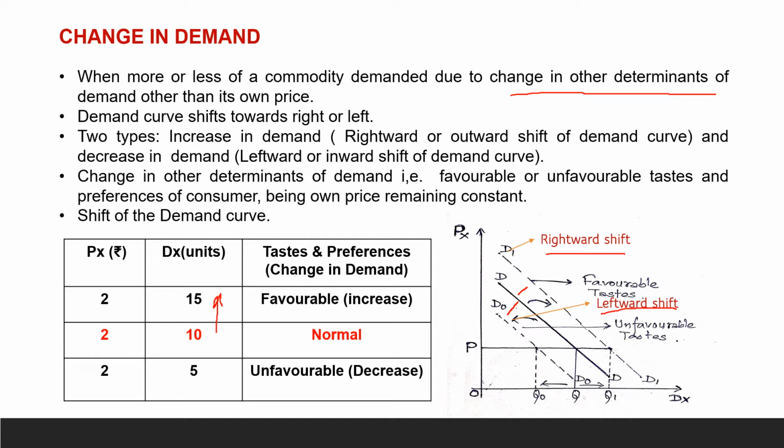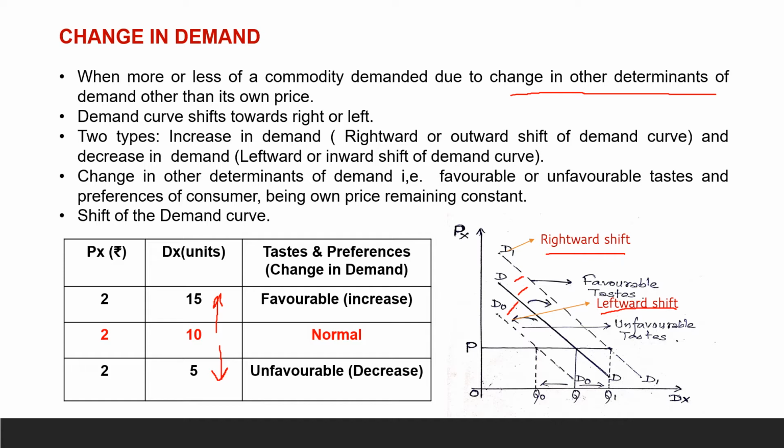And the demand curve shifts towards the right. And when it becomes an unfavorable taste, then we find that the demand for the commodity decreases and the demand curve shifts towards the left. So if OP is a given price of 2 rupees, the demand for the commodity at 2 rupees when there is a normal preference is OQ.